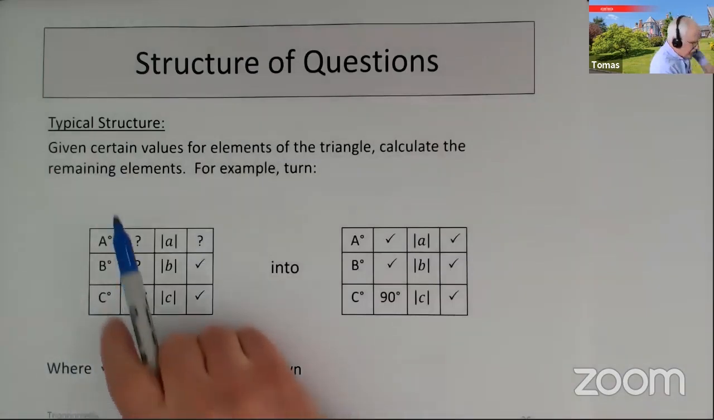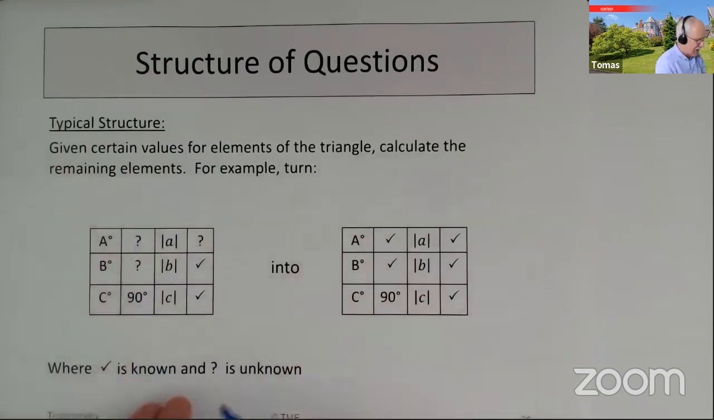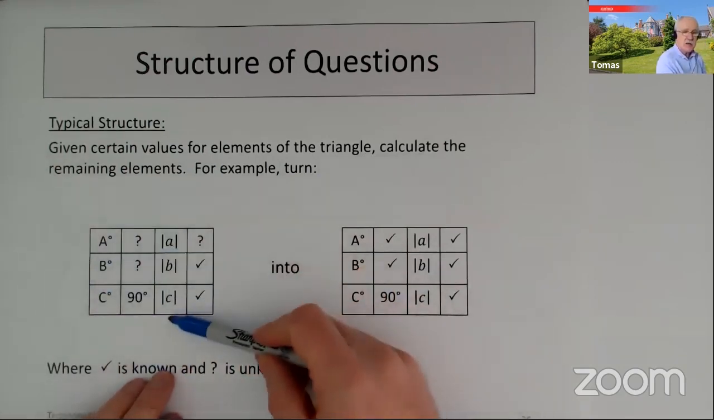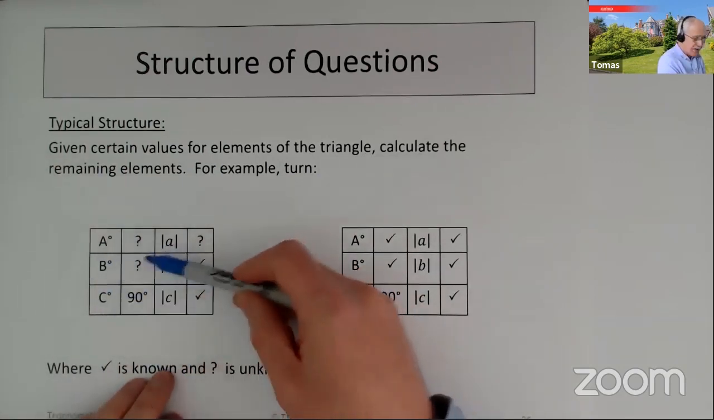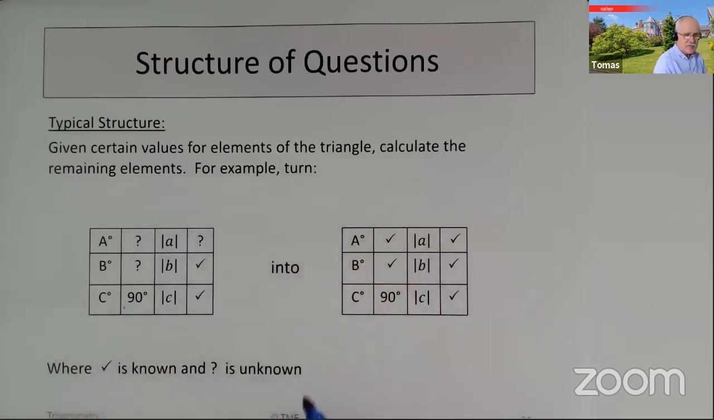What they do is you'll be given certain values for the triangle and calculate the remaining elements. So I've imagined it here like a grid with three angles for the triangle and three sides with the lengths showing the absolute value, or that length. And the same here for the three angles and the three sides, the three lengths.